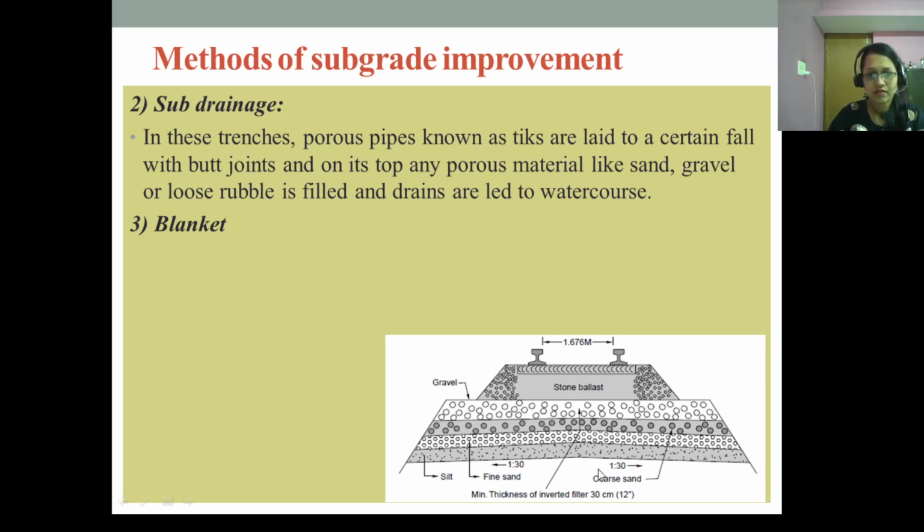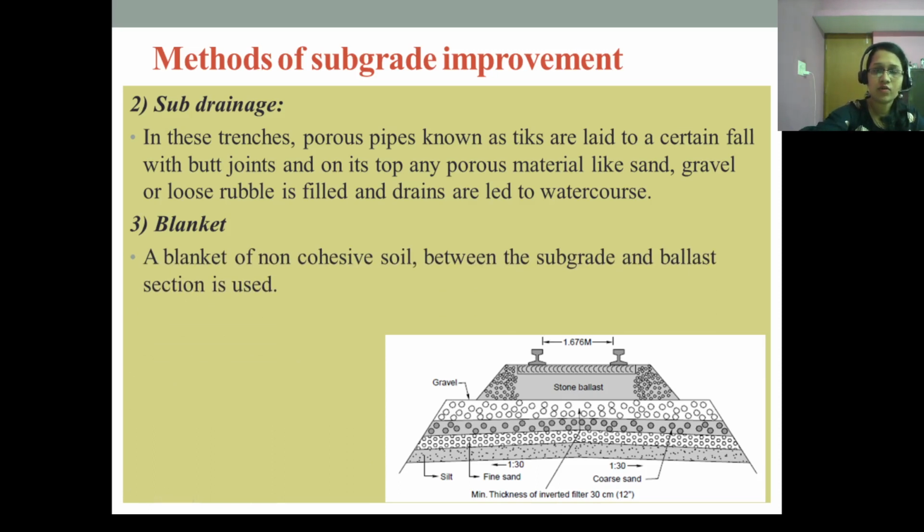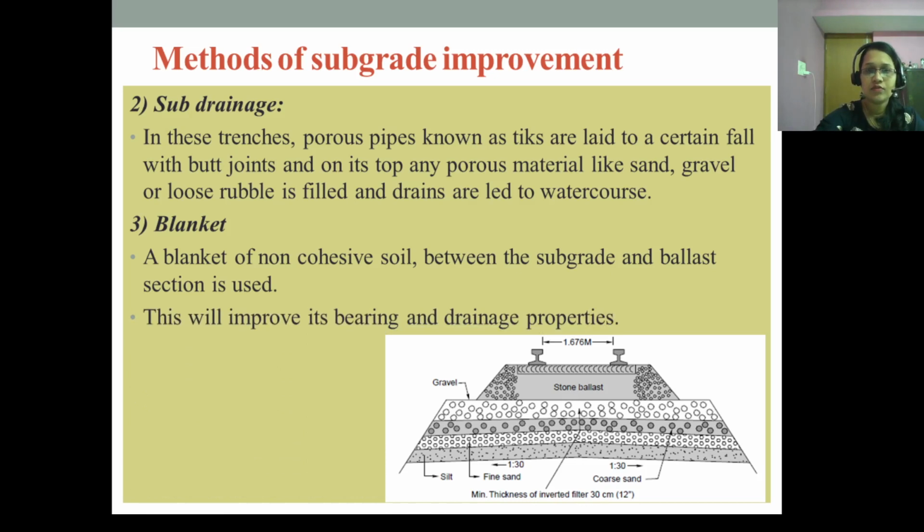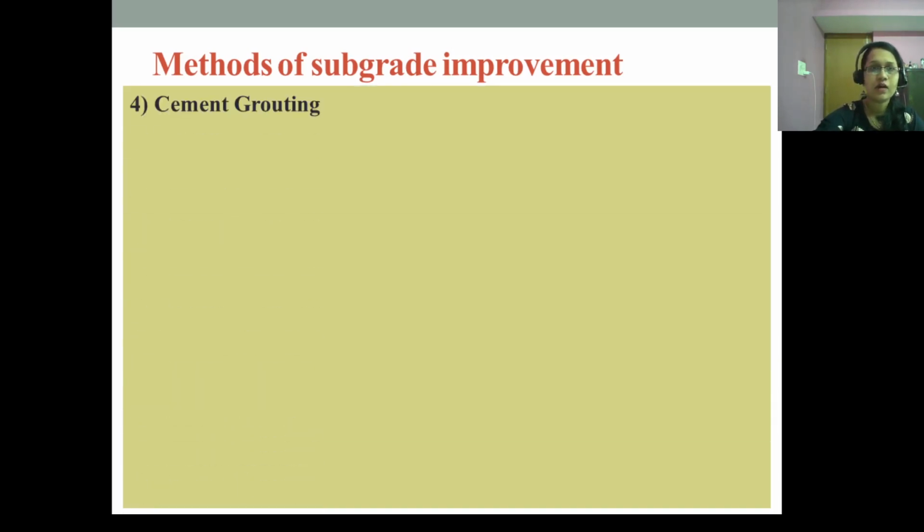As you can see here in this figure, this is the stone ballast, and this is the inverted filter. The minimum thickness of the inverted filter is 30 centimeters. So a blanket of non-cohesive soil between subgrade and ballast section is used. This will improve its bearing and drainage properties. Then coming to cement grouting.